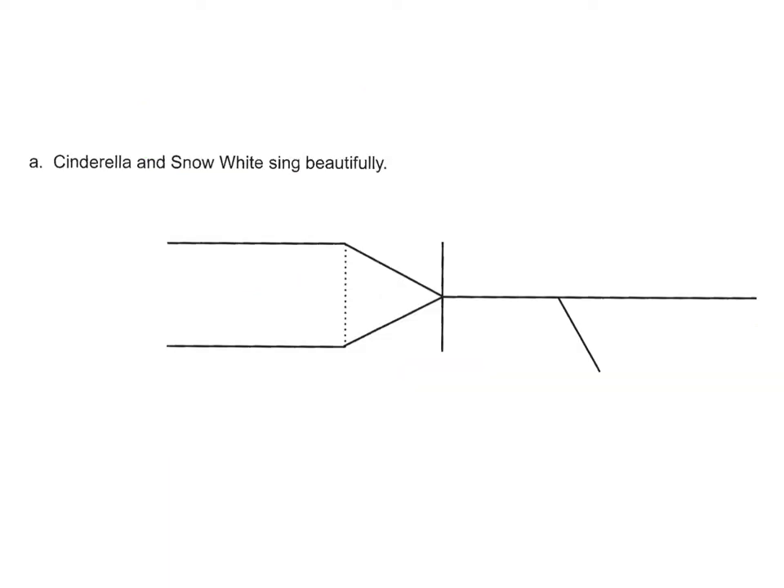2A, 2B, and 2C are all fill in the blanks. You should be able to do these. I'll help you break down the sentences, but you need to be able to diagram them. So we have Cinderella and Snow White sing beautifully. We ask who or what is this about? It's about Cinderella. Is it about anybody else? Yes. It's about Snow White. Cinderella and Snow White function together as simple subjects, two simple subjects. So we have simple subject sub 1, simple subject sub 2.